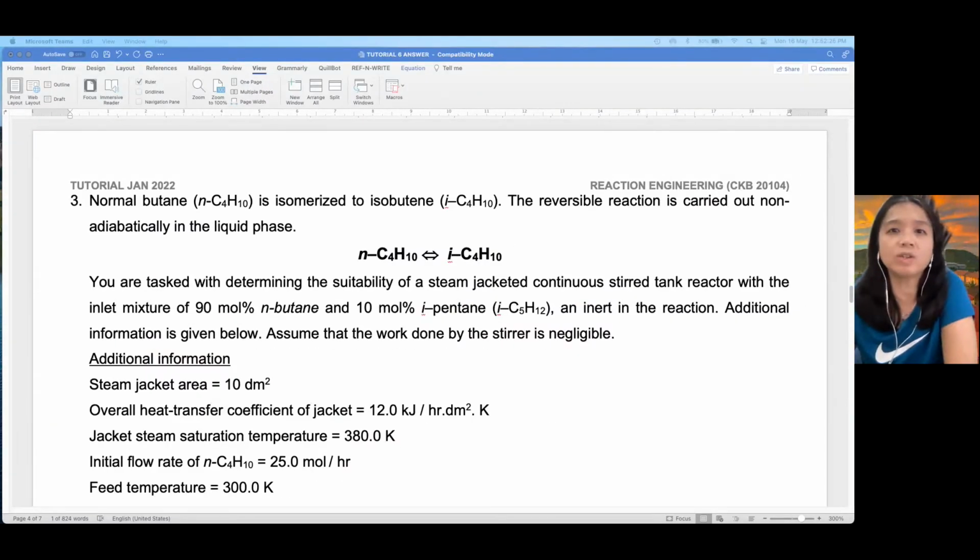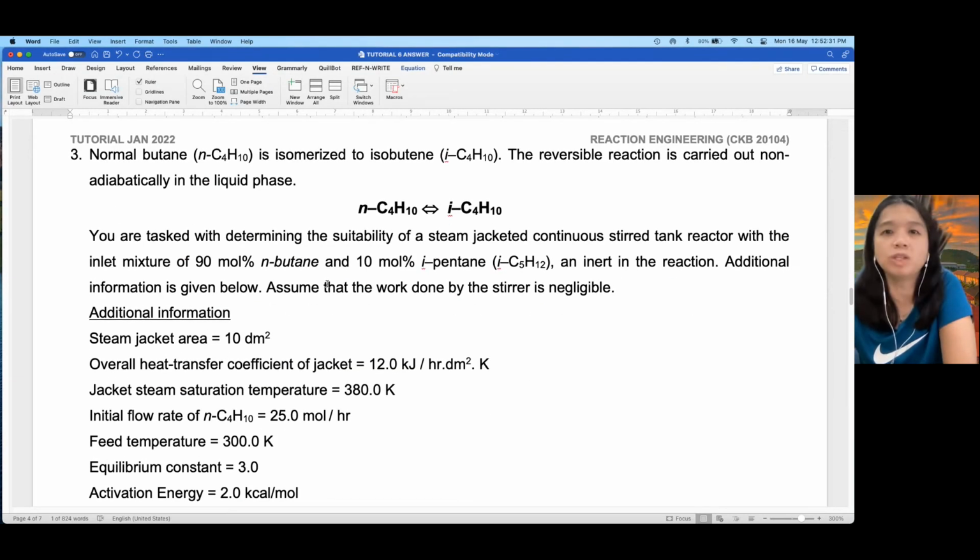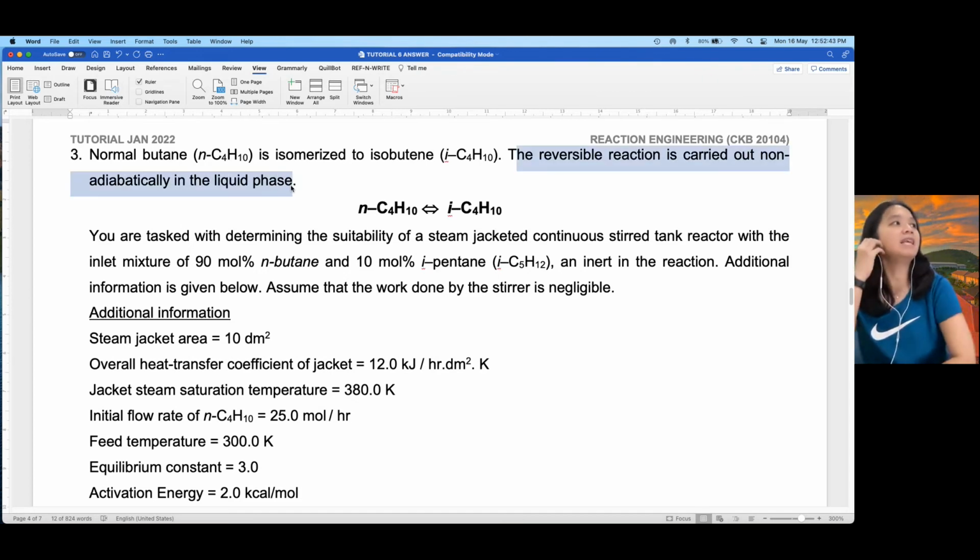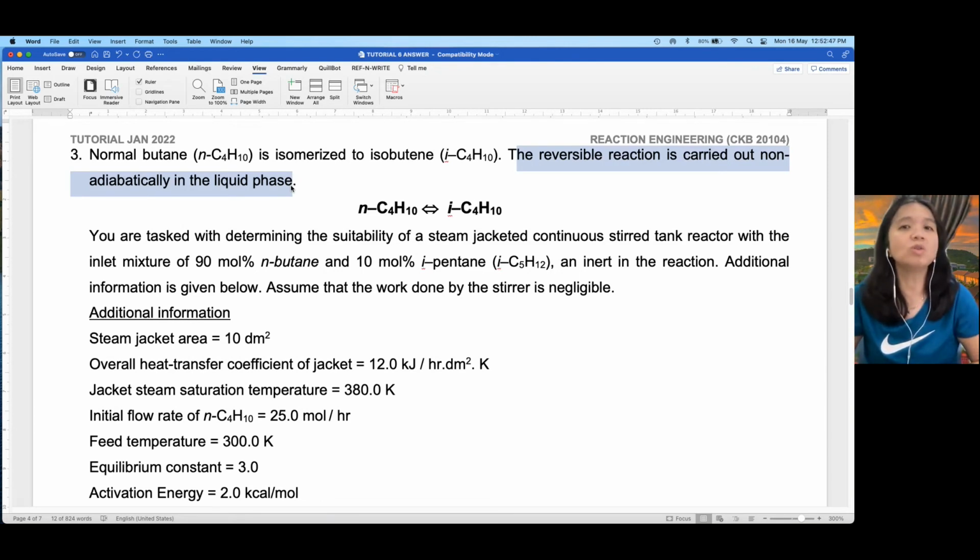Okay, so we will continue with the next question, question number 3. The question says normal butane, C4H10, is isomerized to isobutene, iC4H10. The reversible reaction is carried out non-adiabatically in the liquid phase. So the reaction is very simple, isomerization. Isomerization is still a chemical reaction, so we have 1 A to produce 1 B. So it's 2 different compounds.